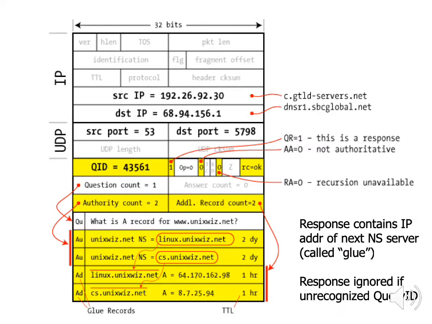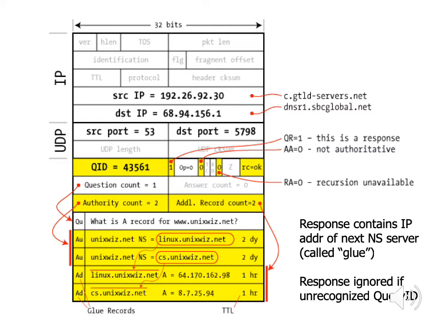So this is sent to a top-level domain server. And so it doesn't know the answer. It's going to refer us. So we swap the source and the destination IP addresses. We swap the source and destination port numbers. We keep the same query ID so we know where it comes from. And we're sending a response.